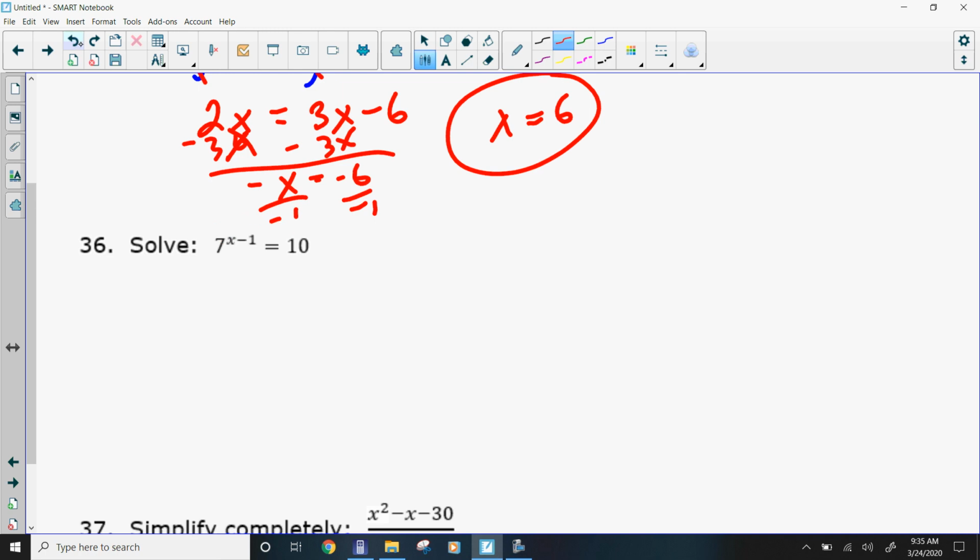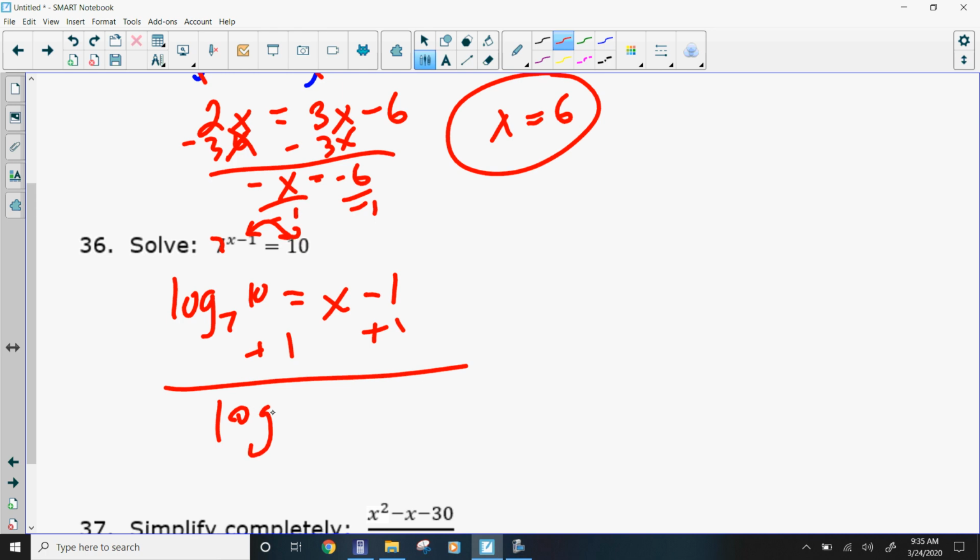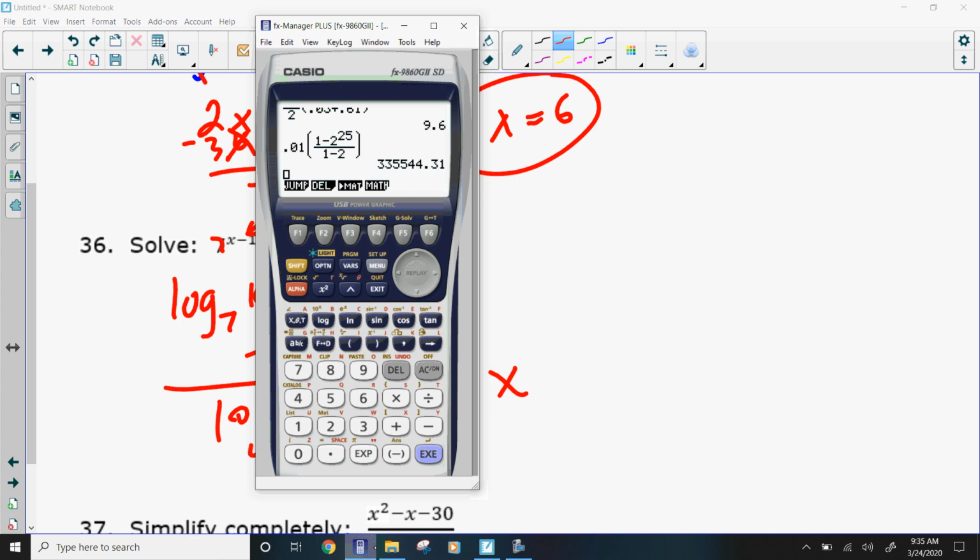7 can't change either, so at this point we've got to change forms. So we have to turn this into a log. In the log problems, the base is 7, so that goes down here, and then these two just flip-flop. So it's log base 7 of 10 is equal to x minus 1. Now we can solve for x by adding 1 to both sides. So this is log base 7 of 10 plus 1. It's not going to give you 11 because 10 is inside of the log, and now this is all just calculator work. Hopefully I remember how to find the log stuff.